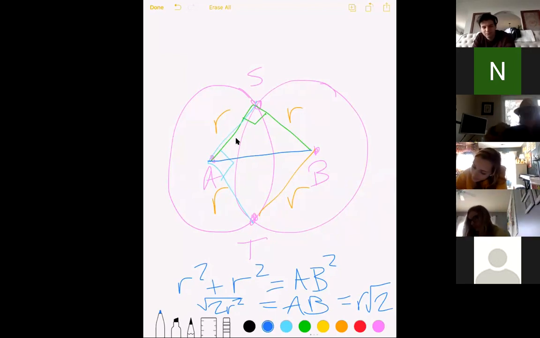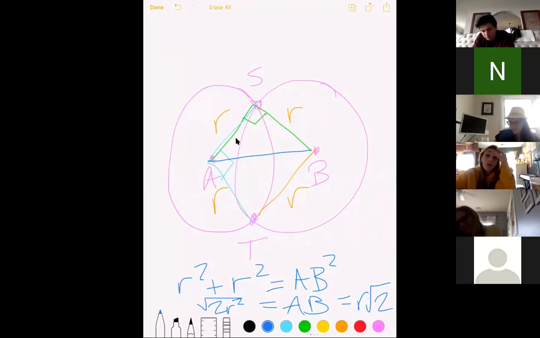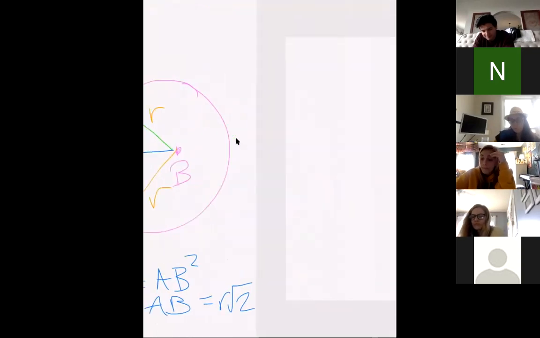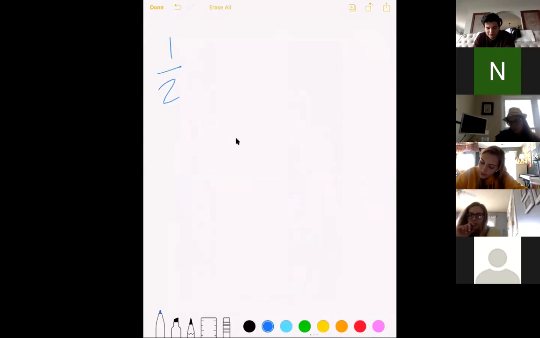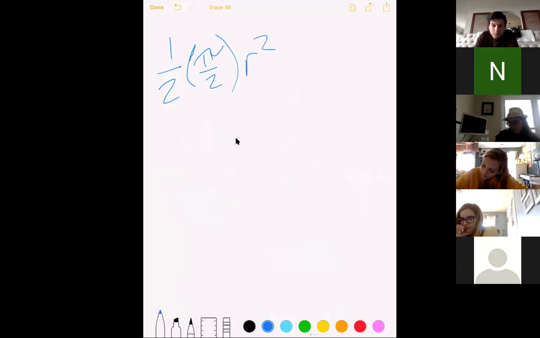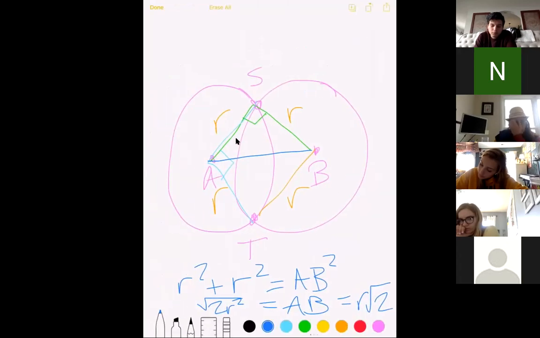And then it wants you to find the area of the sector AST, which you just use your area formula, which is 1/2 R squared theta. Theta is 90 degrees, which, how do we write that in terms of radians? Pi over 2. Yep. So we have pi over 2 R squared. And then finding the area of overlap in the circles.